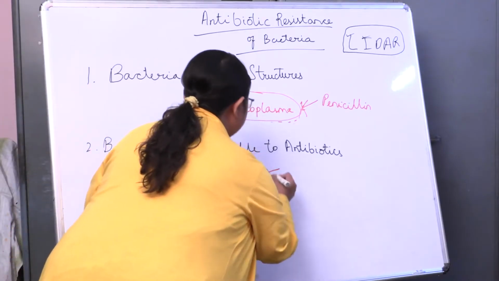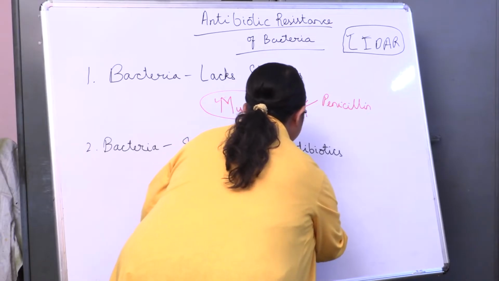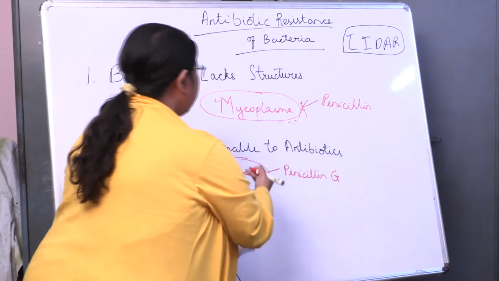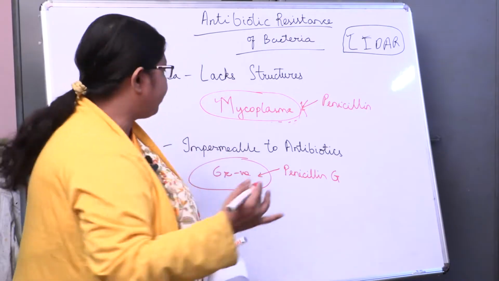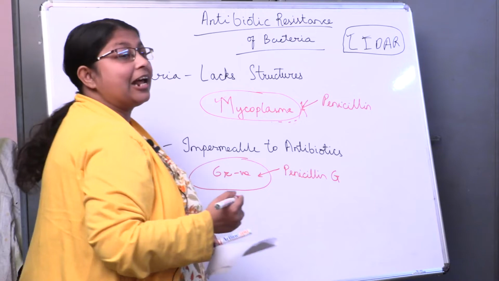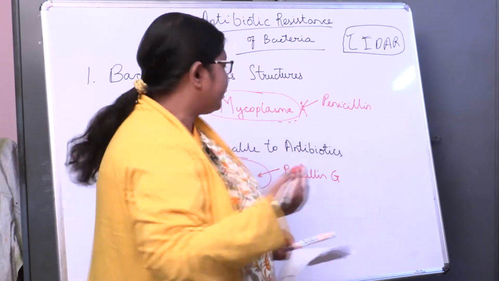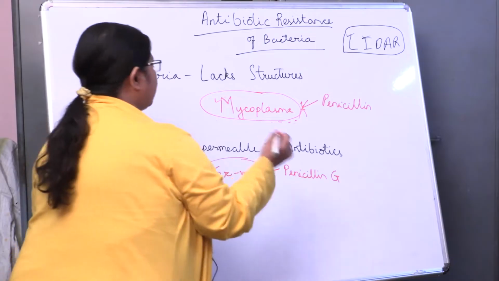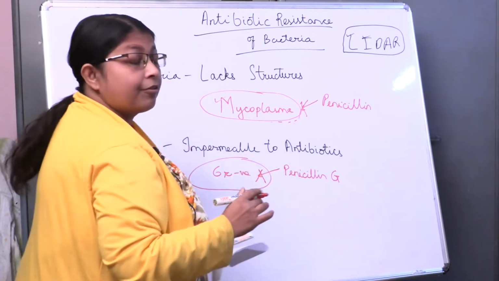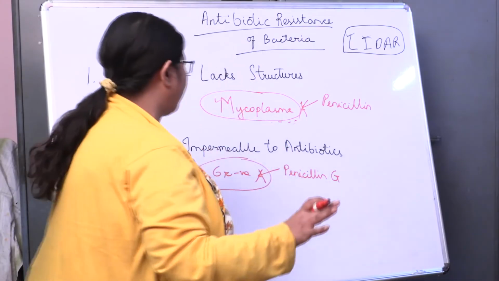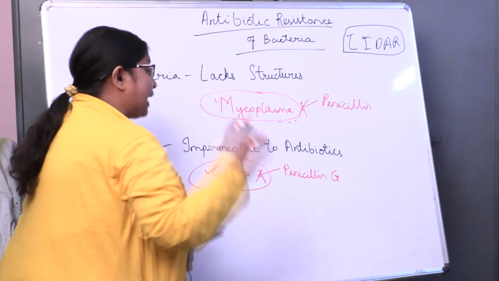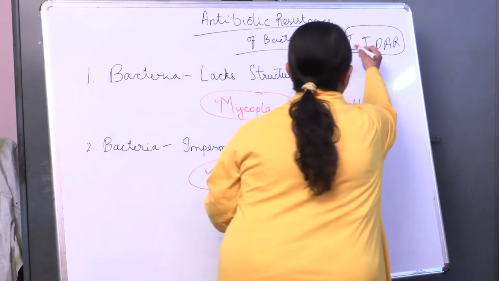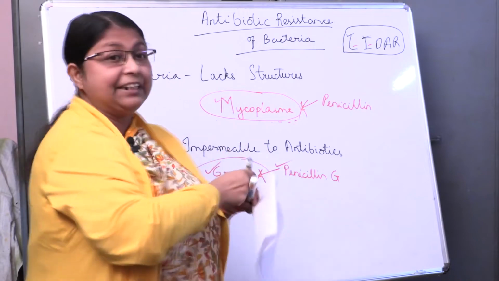Penicillin G tries to enter. If we provide the drug penicillin G to gram-negative bacteria like E. coli and other enteric bacteria, the bacteria does not let this penicillin G enter into its cell. That is, the bacteria is impermeable to the antibiotics. It is no entry for the drug. So this is a way in which the gram-negative bacteria saves itself from penicillin G. This is another mechanism. We have finished L, we have finished I. Now next is D.